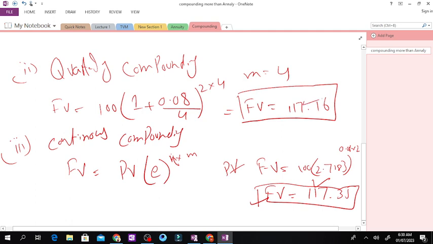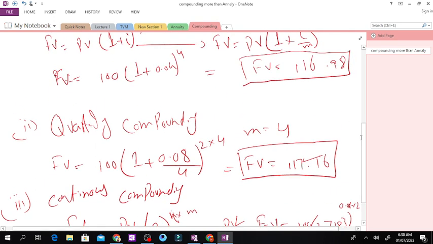So now you can see 117.35, 117.16, and semi-annually almost 117. What you are going to see is that there are 3 different patterns if we are in a position to get interest more than one time in a year. So these are 3 different patterns. However, their methods are totally different.